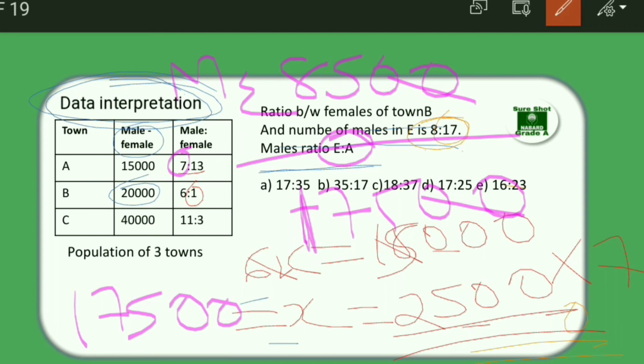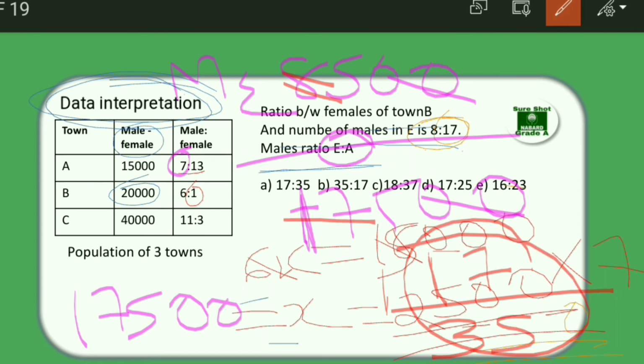We are asked to find this ratio. 85 divided by 175. Let's divide it by 5. Here it is 17 by 35. Yes, here is the answer.